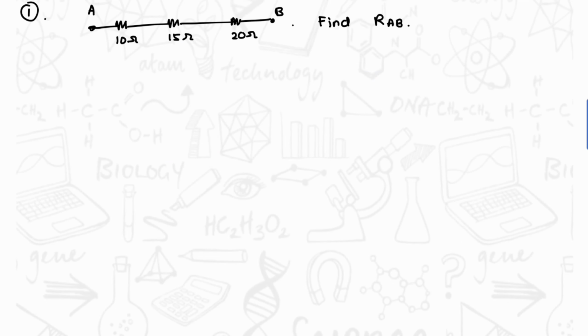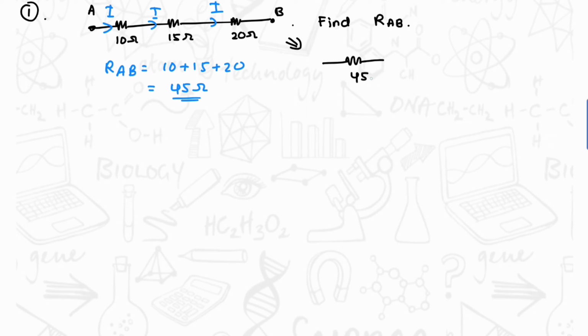Let's try out this question. Here we have to find RAB. Since the same current flows across all these three resistors, the 10, 15 and 20 ohm resistors are in series to each other. Therefore, to get the equivalent resistance, we can just add these values, and then we get 45 ohms. Therefore, instead of the three resistors, we can use a single one. So this is how we can simplify this.